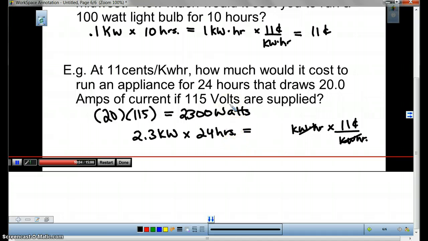Okay, so at this point you should be able to do electrical power and the cost of electricity. So we are done for now, and then you'll have to watch the third video.